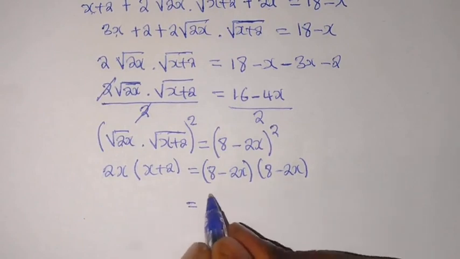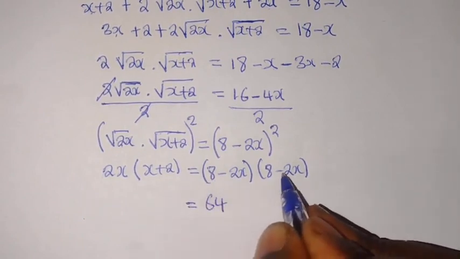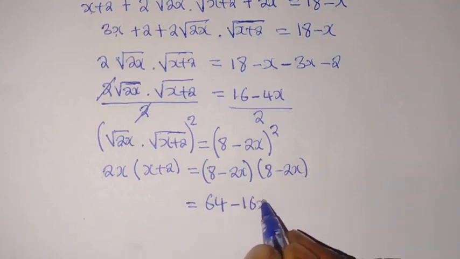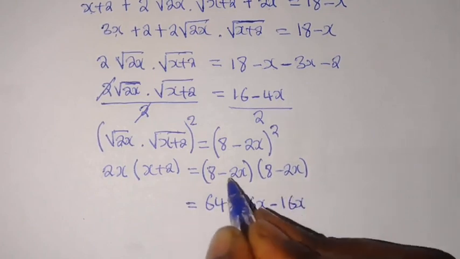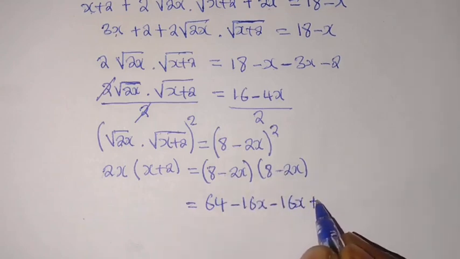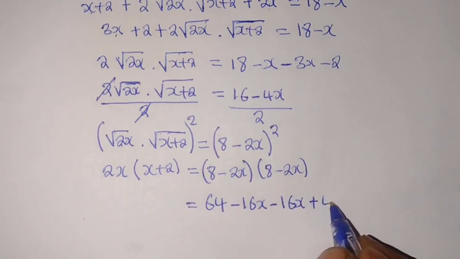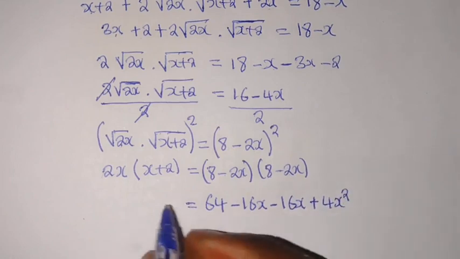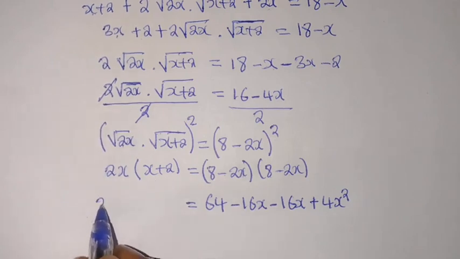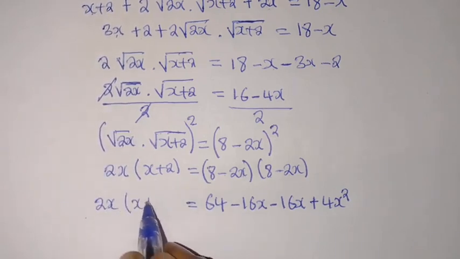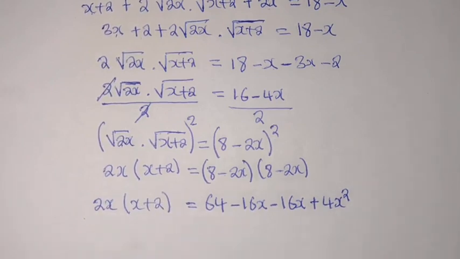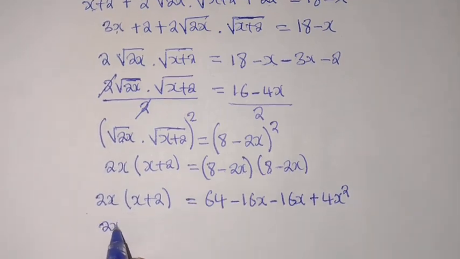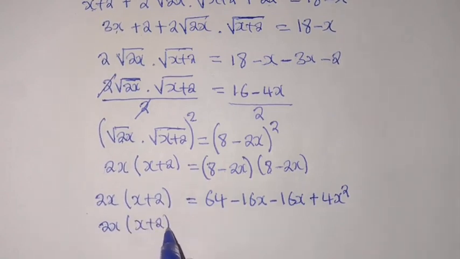So 8 times 8, this will give us 64. 8 times the negative 2x, this will give us negative 16x. Negative 2x times 8, again to give us negative 16x. Negative, negative, positive. Then 2x times 2x, this will give us 4x squared. We'll just write what we have here, 2x, open bracket, x plus 2, like this. So I hope that we are moving together.